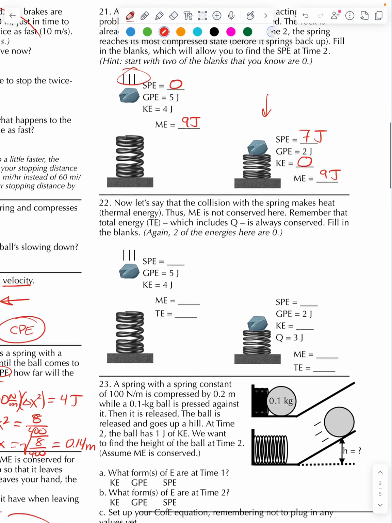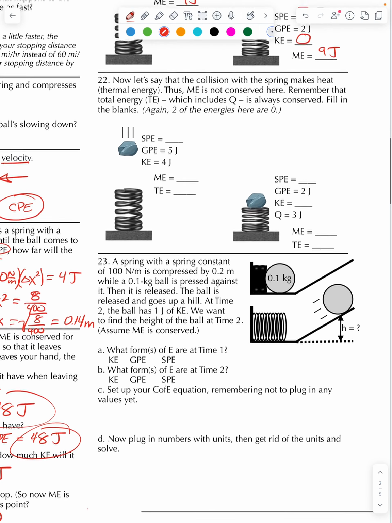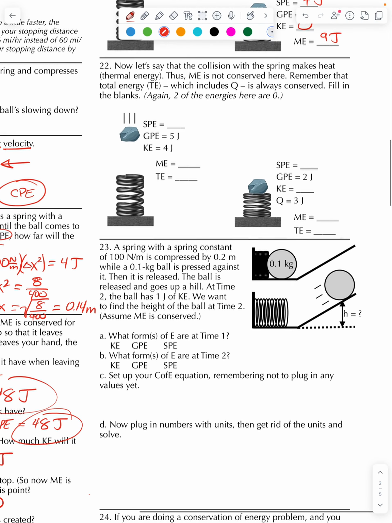Hopefully that comes back to you, that you remember, oh yeah, that's right, that's how that works. But to make it a little bit more interesting, redoing the problem to make it more realistic, let's say now that the collision is going to create some heat, because after all, they're slamming into each other, and that's going to cause the molecules, atoms, to vibrate in those materials, which is increasing its temperature, increasing its thermal energy. Thus, ME is not conserved here.